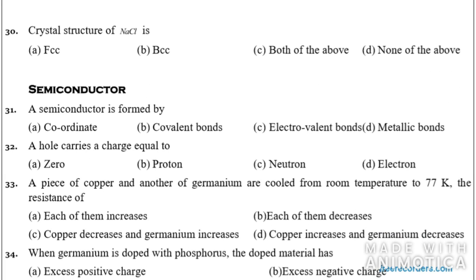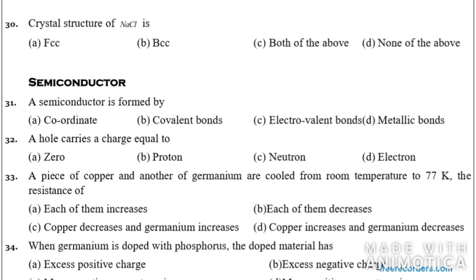Crystal structure for NaCl is: FCC, BCC, both of the above, none of the above. Crystal structure of NaCl is actually FCC.